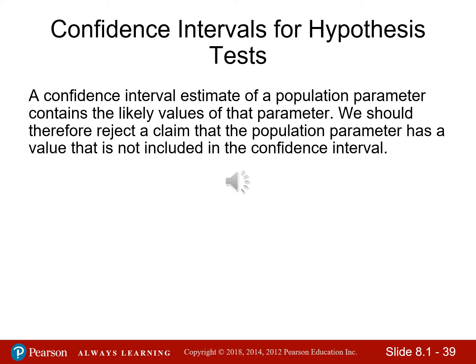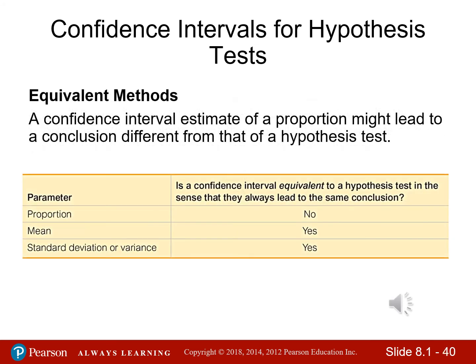A confidence interval estimate of a population parameter contains the likely value of that parameter. We should therefore reject a claim that a population parameter has a value that is not included in the confidence interval. In some cases, a conclusion based on a confidence interval may be different from a conclusion based on a hypothesis test. The p-value method and the critical value method are equivalent in the sense that they always lead to the same conclusion.